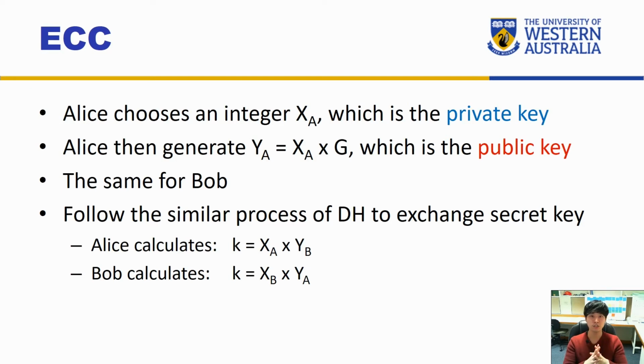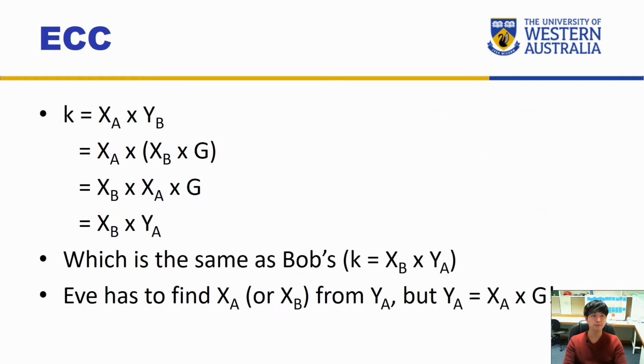We can exchange the key this way. Alice calculates k equals xa times yb. Bob sends the yb, and Bob will receive ya and multiply it by xb. Okay, xb is the private key. So how does that work?